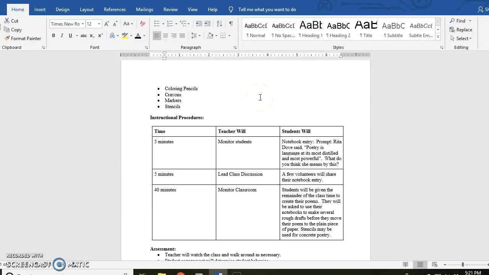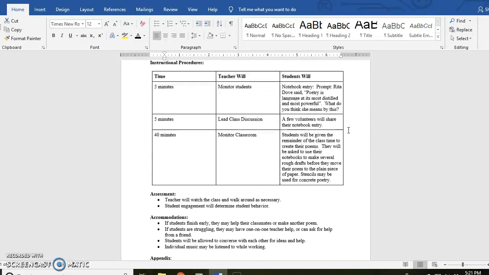So the next day, they would first write in their notebooks. The prompt would be that Rita Dove said, "Poetry is language at its most distilled and most powerful. What do you think she means by this?" So we'll have them fill that out, and then a few volunteers will share. And then they'll be given the remainder of the class to make their own, either haiku, limerick, or concrete poem.